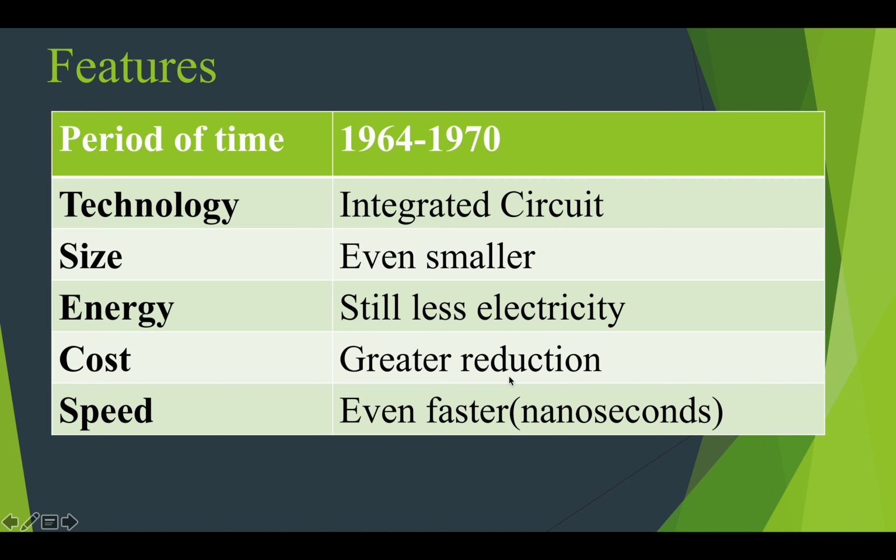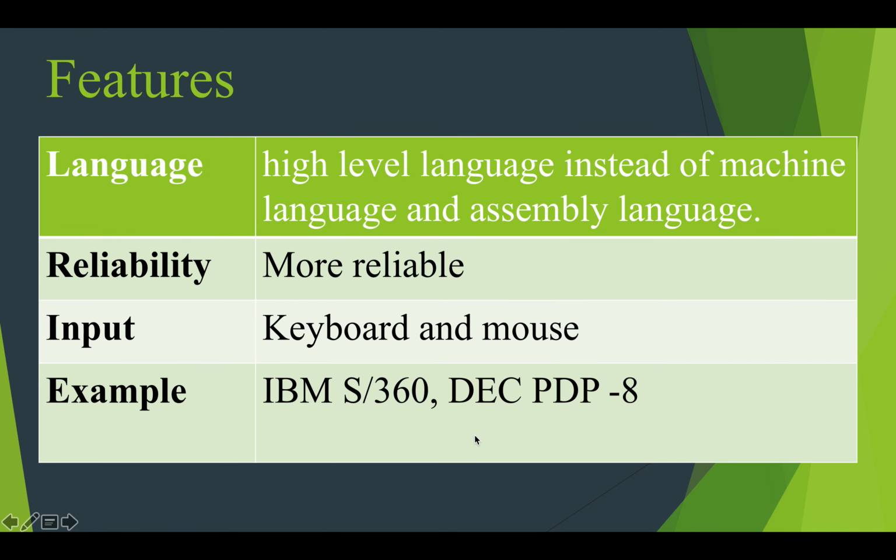Great reduction in the cost. Maintenance cost was low because hardware failure was rare and it was less expensive. Even faster, and it could calculate data in nanoseconds. The instructions to the computers were written in high-level language instead of machine language or assembly language. It was more reliable, good storage, better accuracy.